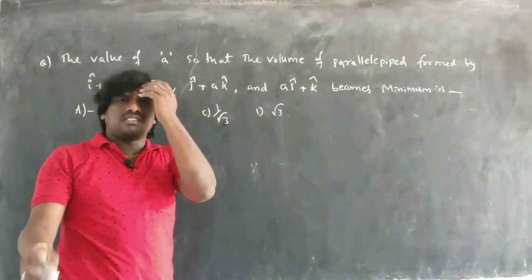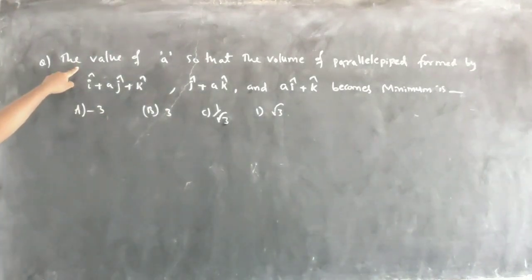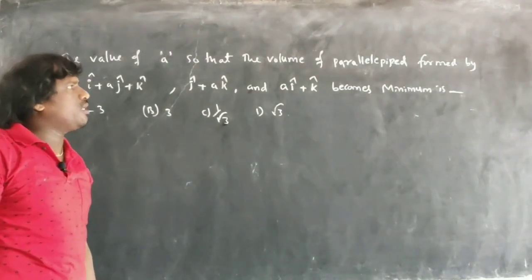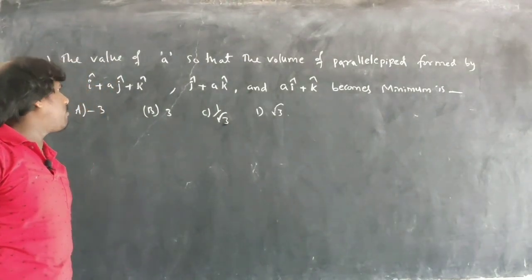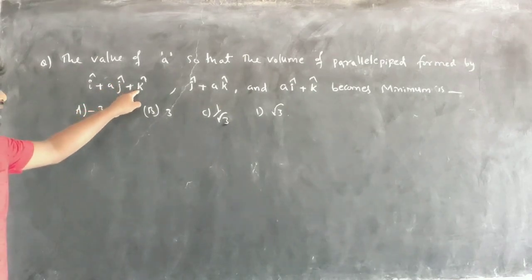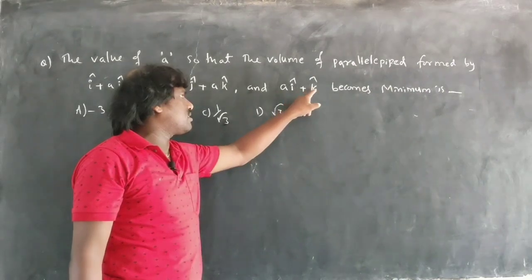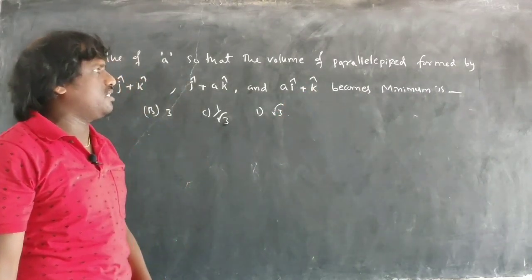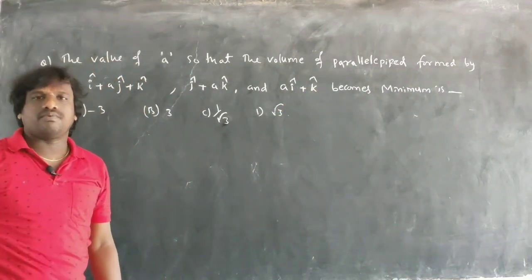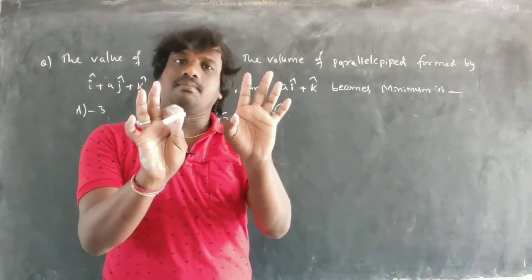Dear students, this is the last question of today's lecture. Let us see. Find the value of A so that the volume of a parallelepiped formed by the vectors i cap plus A times j cap plus k cap, j cap plus A times k cap, and A i cap plus k cap becomes minimum. Parallelepiped volume will be minimum. Volume maximum, volume minimum, it's an important question, you know.